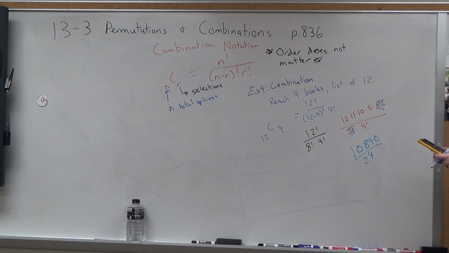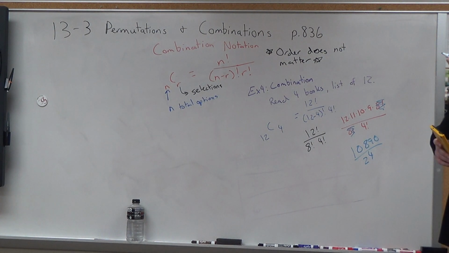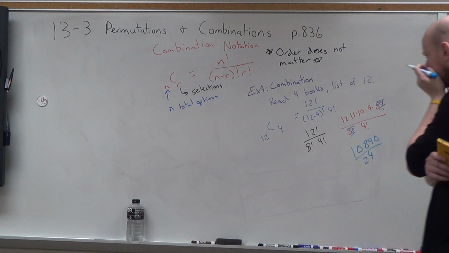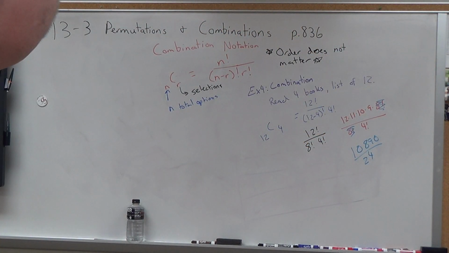12 times 11 times 10 times 9 divided by 24. Oh, divided by 24. 10,890 divided by 24. What the heck? I got a fraction, that's why I'm taking a second, sorry.